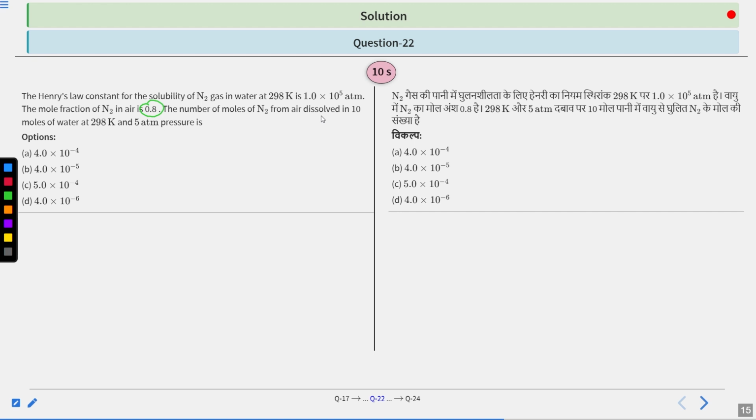So your options are A 4 into 10 to the power minus 4, B 4 into 10 to the power minus 5, C 5 into 10 to the power minus 4, and D 4 into 10 to the power minus 6. So 10 seconds to solve the question starts now.